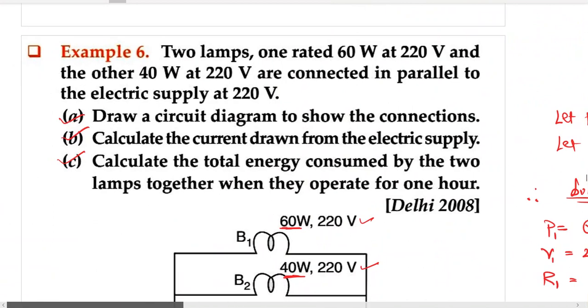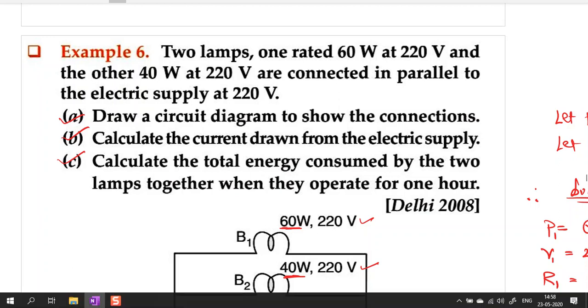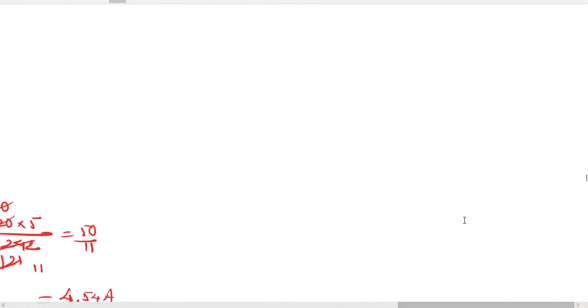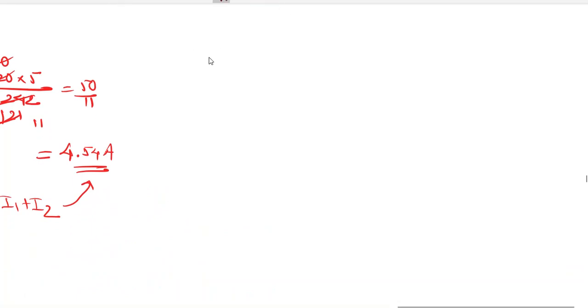Again, let's read the question. Calculate the total energy consumed by both the lamps together when they operate for 1 hour. Okay. So what do I know now? Let's take the matter over here. See, I know that the total resistance of both the bulbs Rp is 242 divided by 5 ohm. Also I know the voltage. Yeah, 220 volt is the voltage at which both are operated.